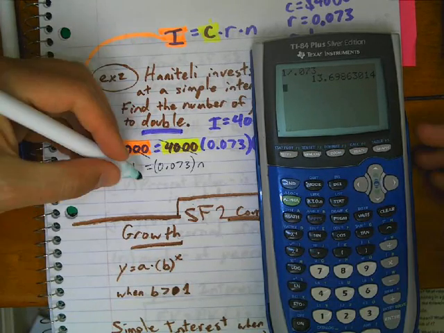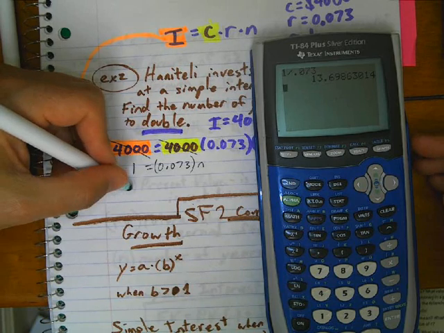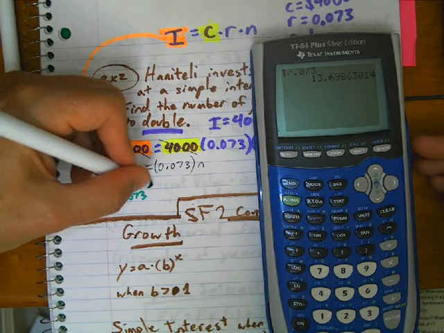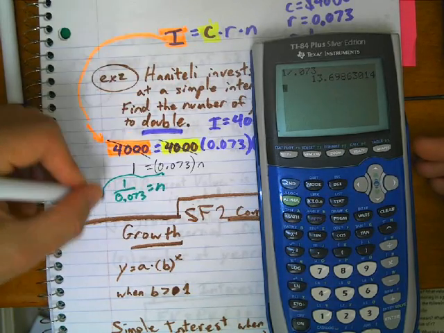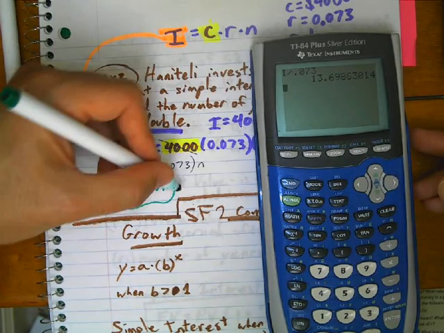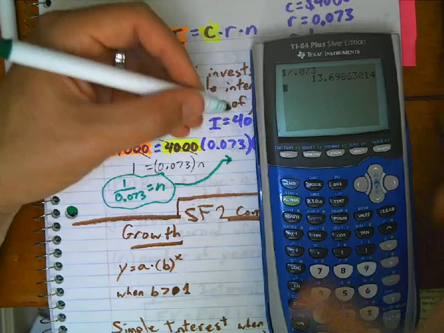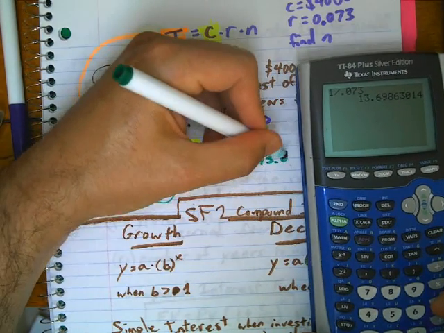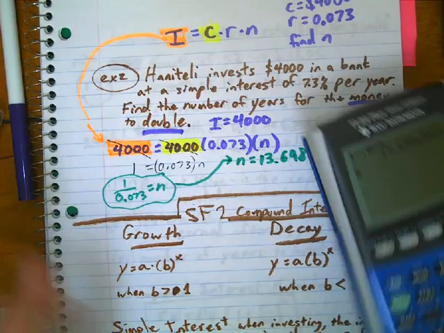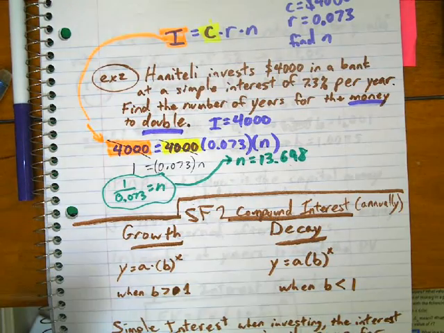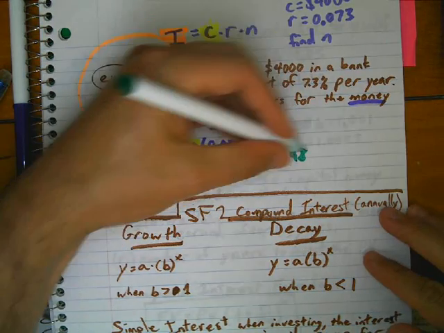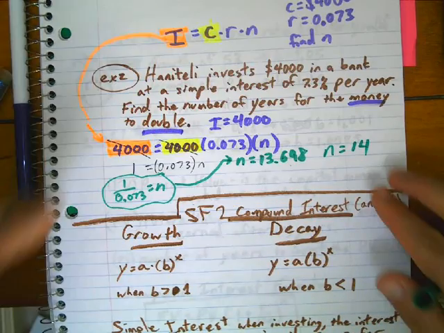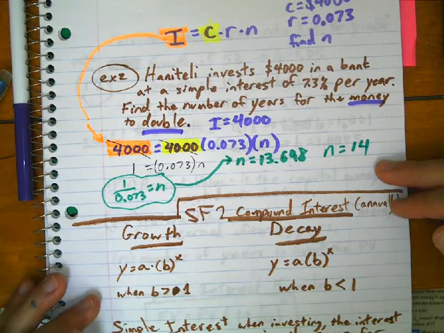So if we have 1 divided by 0.073 equals n, then we get n equals 13.698. So basically we're going to say n has to be 14 years. After 14 years, the capital doubles.